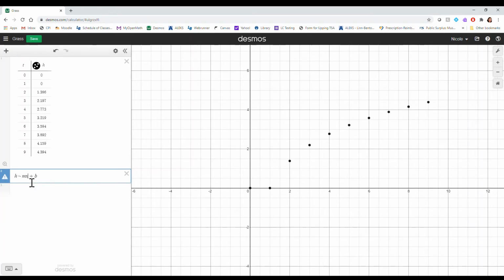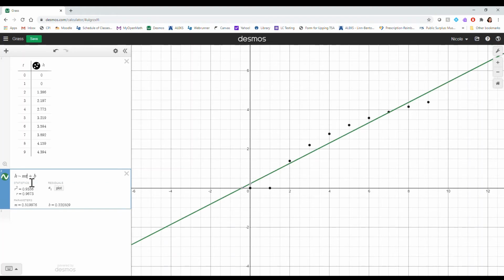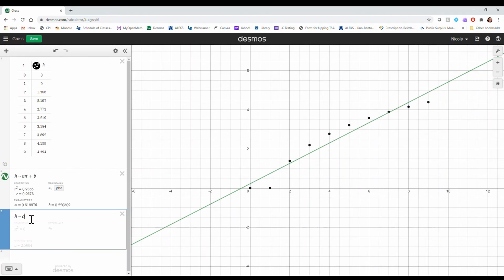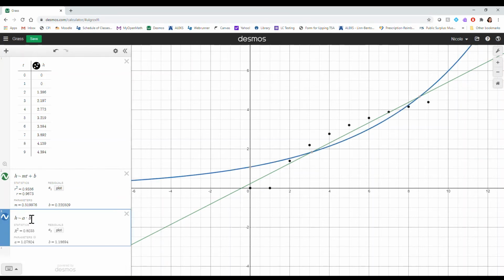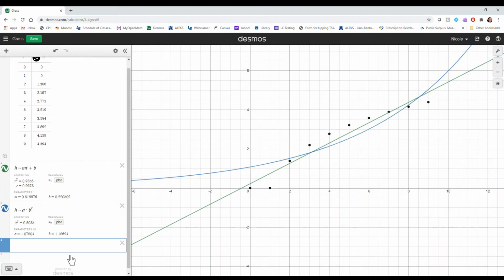Oh, not xt. H equals mt plus b. Yeah, it's actually not a terrible model for it, is it? And let's do exponential. H is a times b to the t. All right, that one's actually not quite as good, is it? No, not quite as good. And finally, let's do our natural log model.